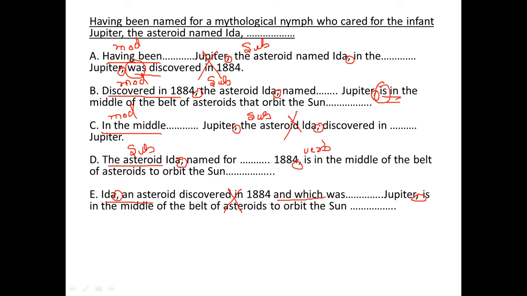And if you just look at the last part, "is in the middle of the belt of asteroids that orbit the sun" versus "of asteroids to orbit the sun." So we have a very slight difference. It's "that" versus "to." So it says it's in the middle of the belt that orbit the sun, not to orbit the sun. We don't need a purpose here. So we're talking about a belt of asteroids that orbit the sun. So "to" is wrong here, hence B is the correct answer. We had the same error in E as well, "to orbit." So B is the correct answer.